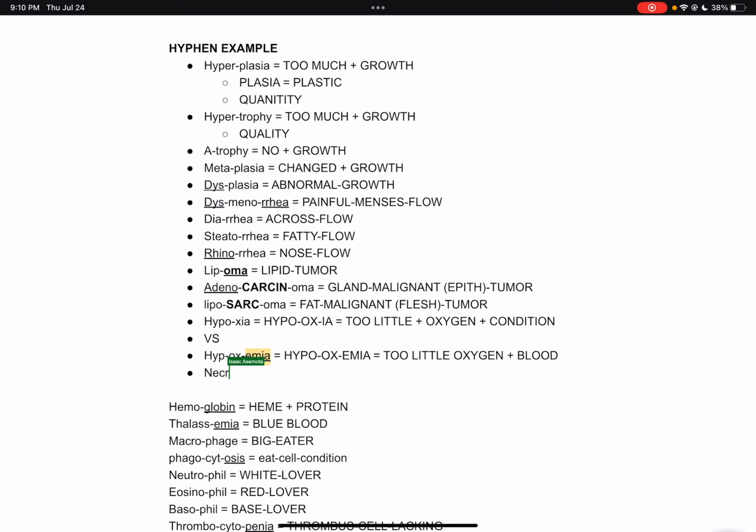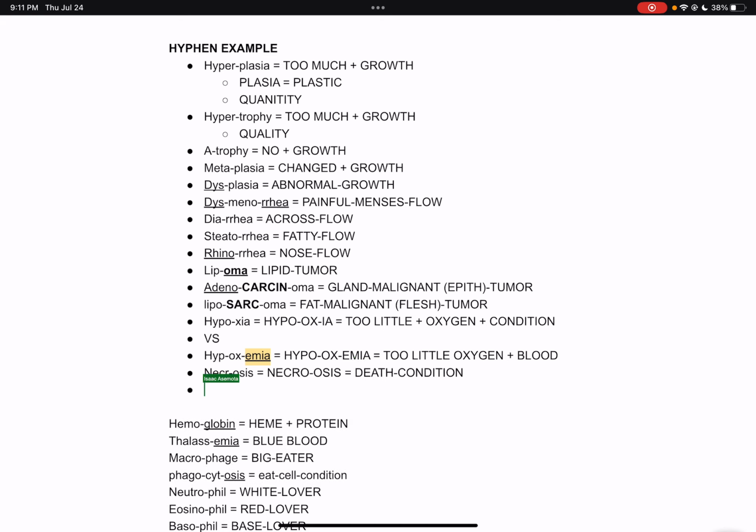Necrosis. Osis means what? Condition. Necro means what? Death. So death condition. It's a condition of something dying and rotting. And it's a very nasty word. Let's get some more random words.